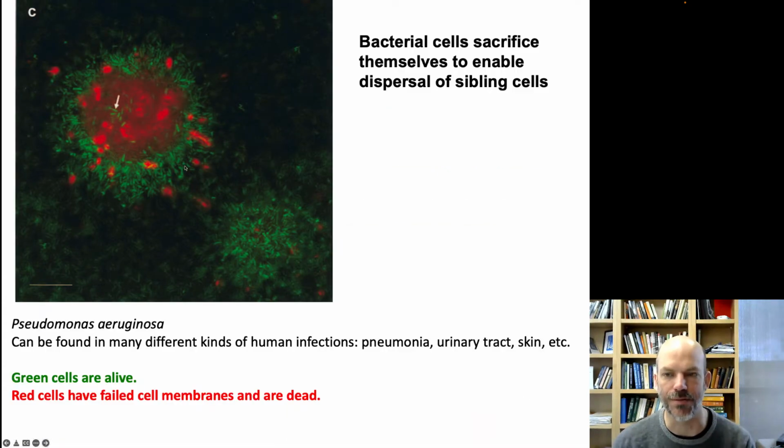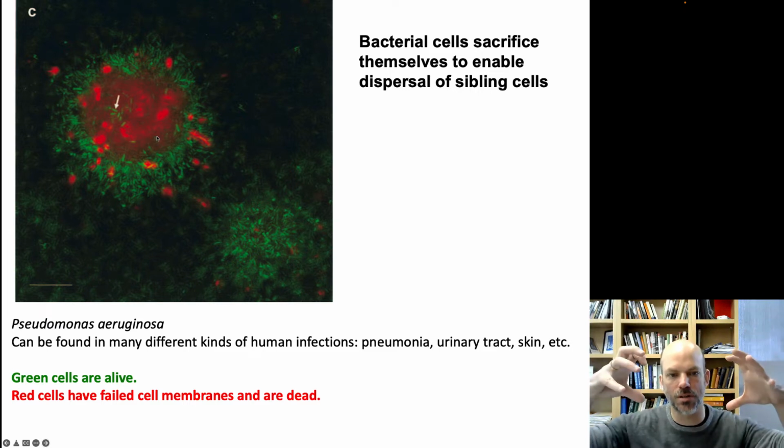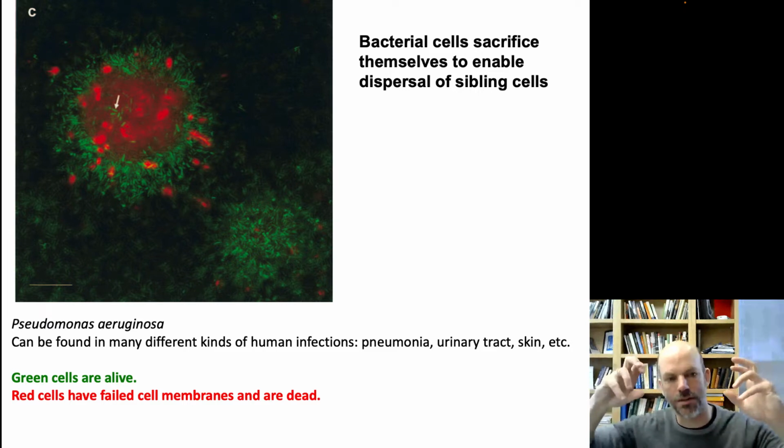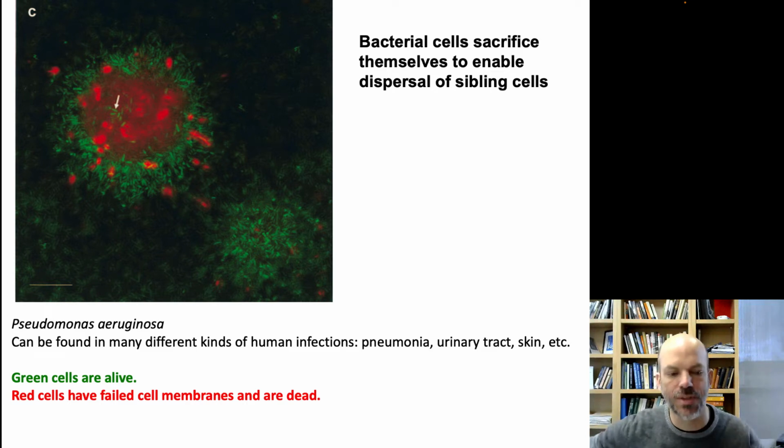This is that same image from the first slide again. This is actually Pseudomonas aeruginosa. It's an opportunistic pathogen. It causes many forms of pneumonia. When cystic fibrosis patients get bacterial infections, it's often a Pseudomonas infection. And again, this is an example of the red cells intentionally dying in order to help build the structure that is growing in order to allow the spores, the green cells, to be dispersed more efficiently. And so it's an example of a multicellular structure.